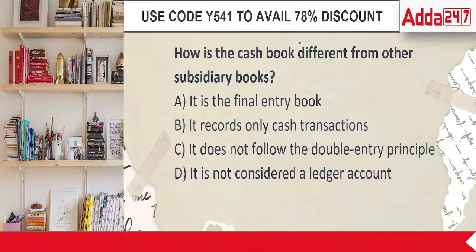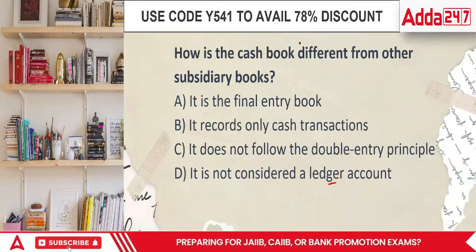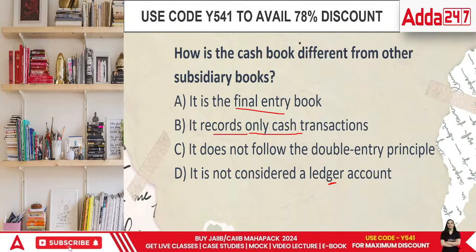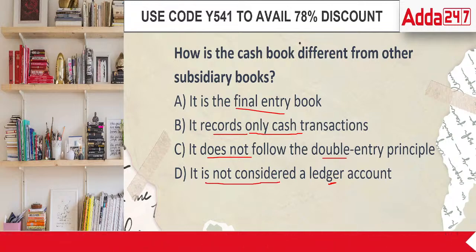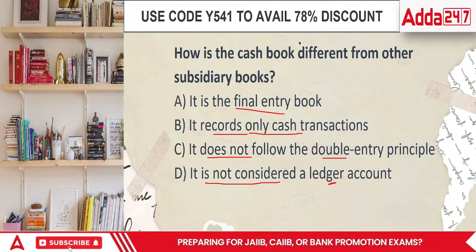How is cash book different from other subsidiary books? It is the final entry book. It records only cash transactions. It does not follow the double entry principle and does not consider a ledger.